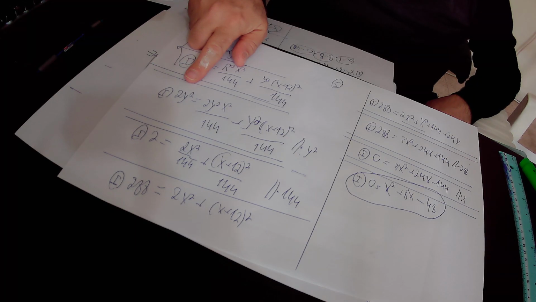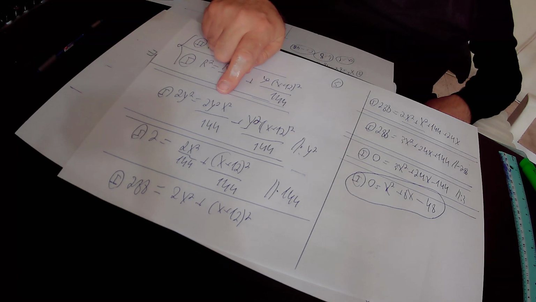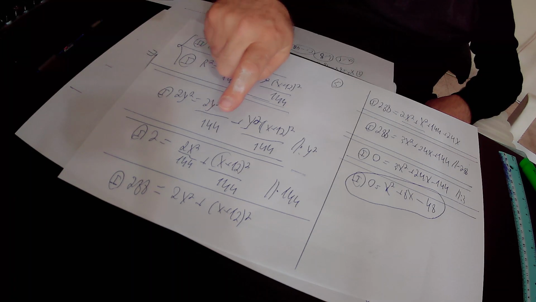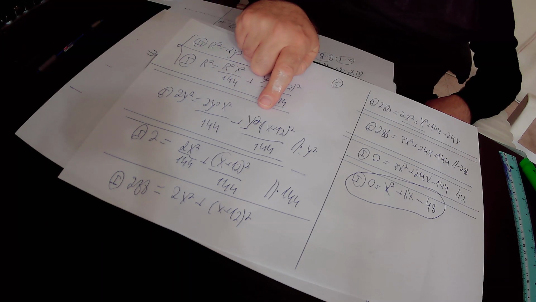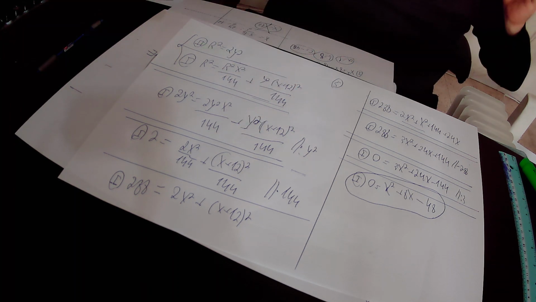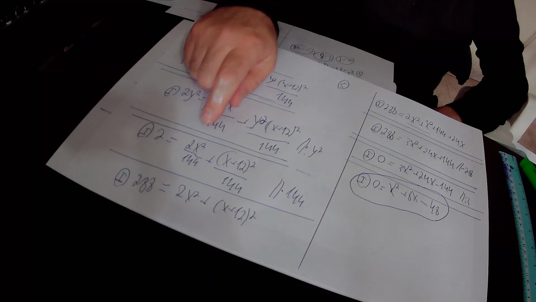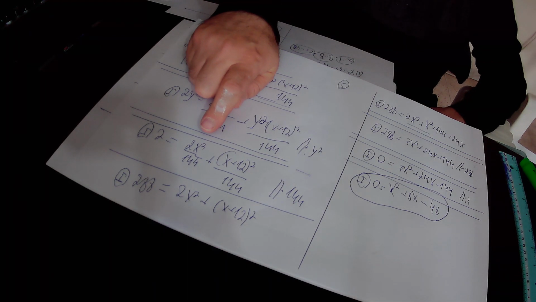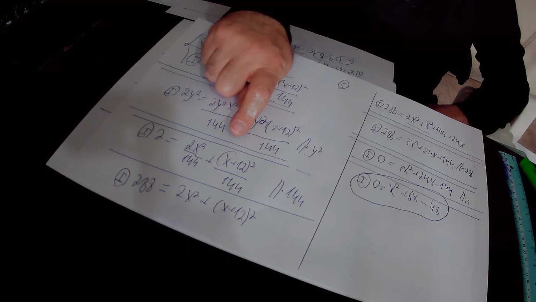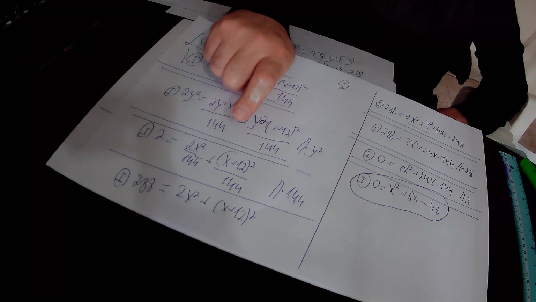So 2y squared over y squared is 2. Here y squared will get cancelled, and we are left with only 2x squared over 144. Here y squared also will get cancelled, and we are left with only (x plus 12) squared over 144. So in total, according to equation 1, 2 equals 2x squared over 144 plus (x plus 12) squared over 144.